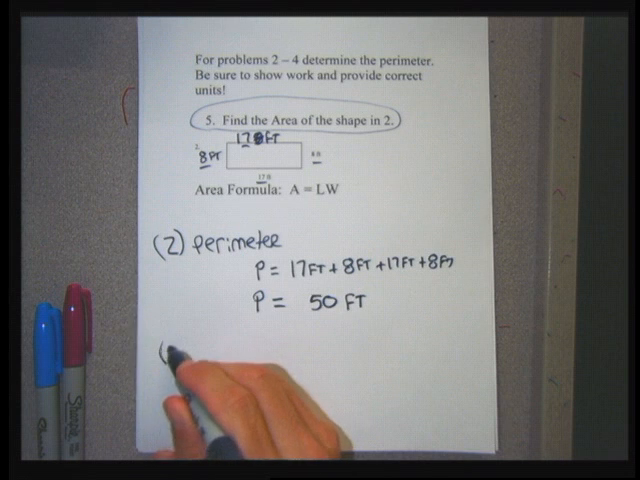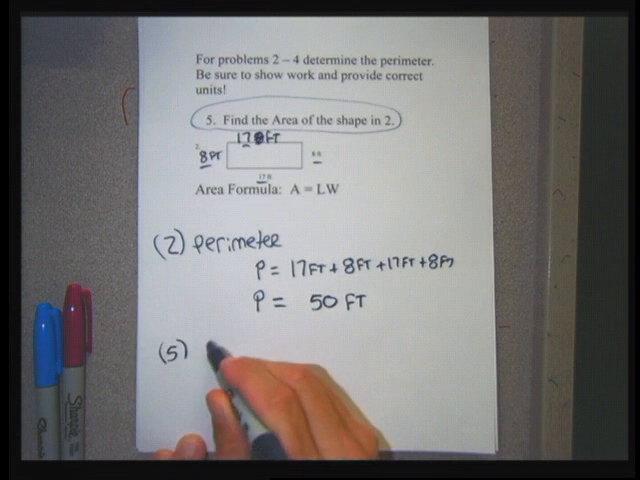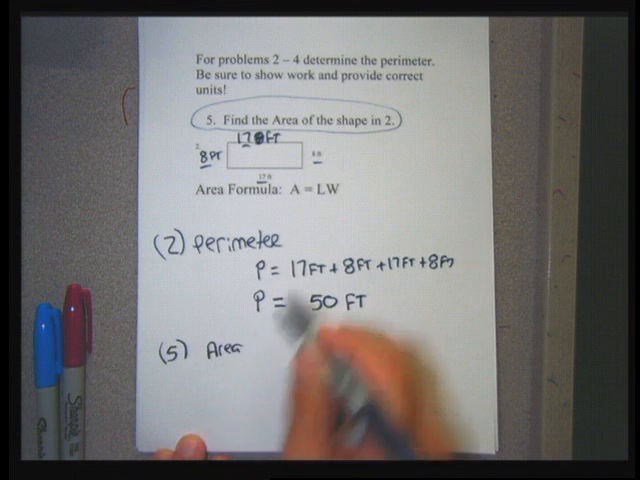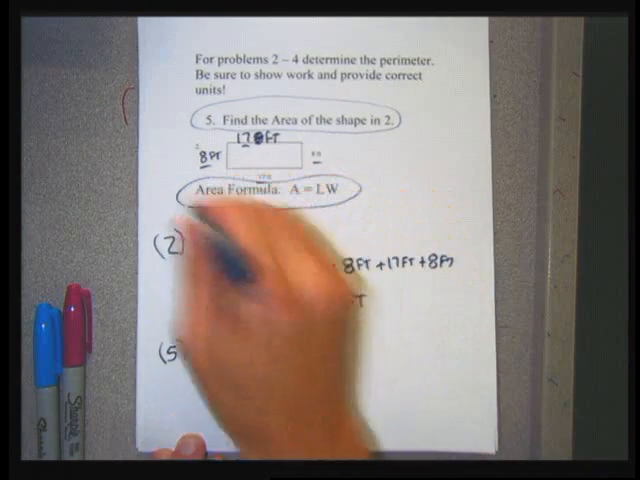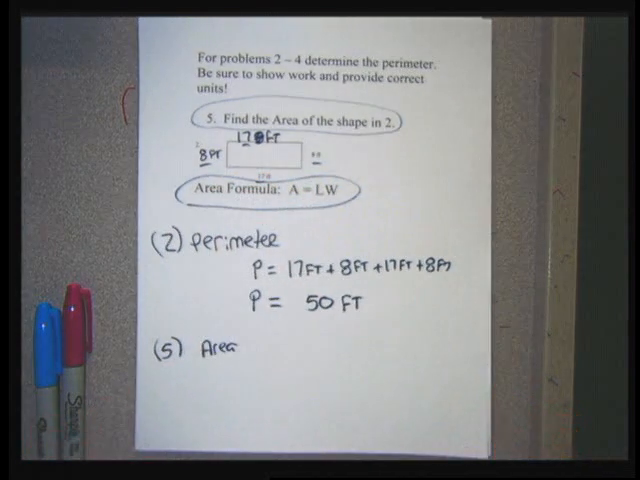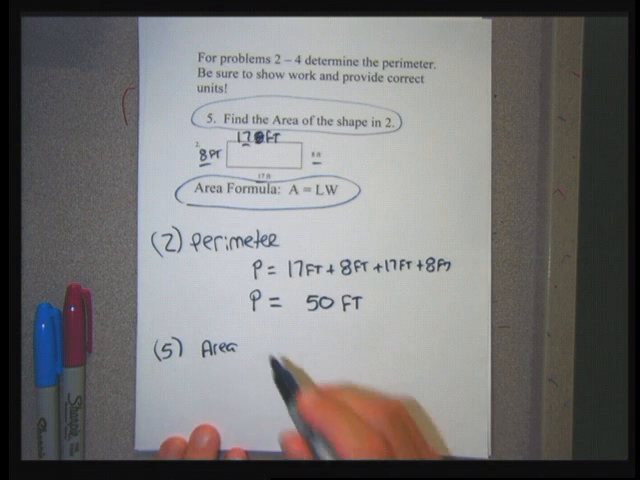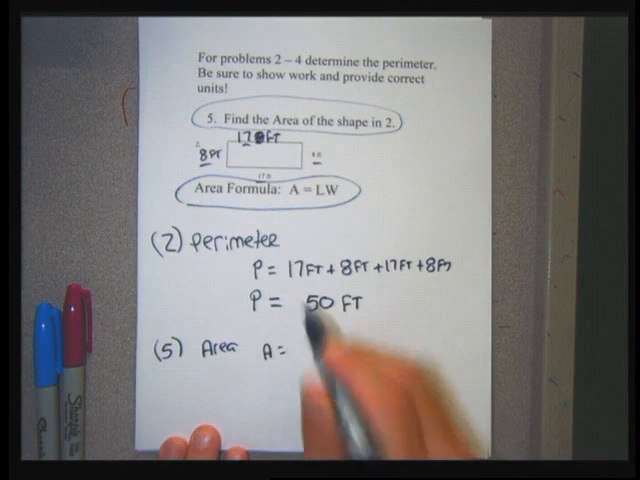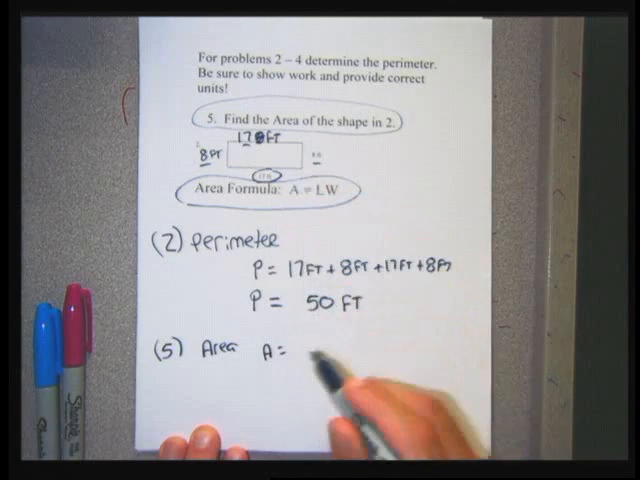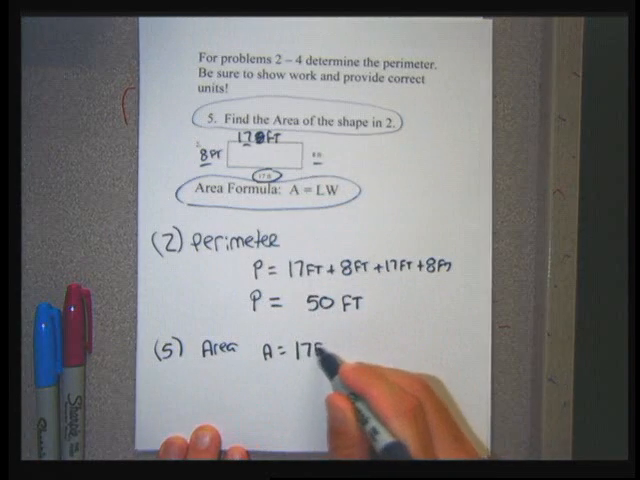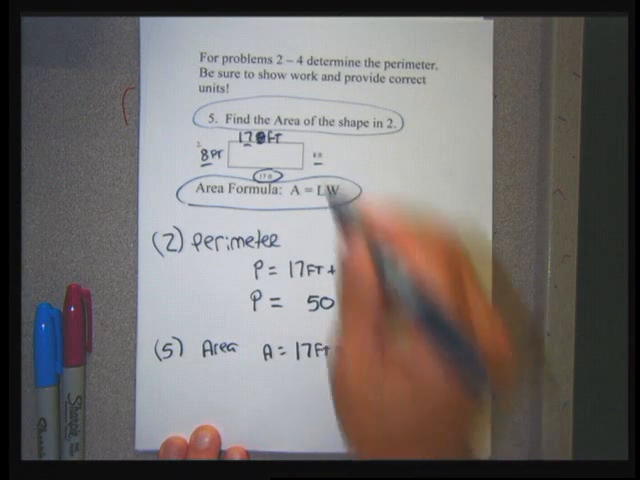Simultaneously, I'll do problem 5, which asks me to do the area of this. I went through and typed all the area formulas up. They're not on your review, but I typed them up so I could have them at my fingertips. And the area is the length times the width. The length is usually the longer of the two sides. In this case, the 17 is going to be the length. It's in feet. The width is going to be the shorter of the sides.